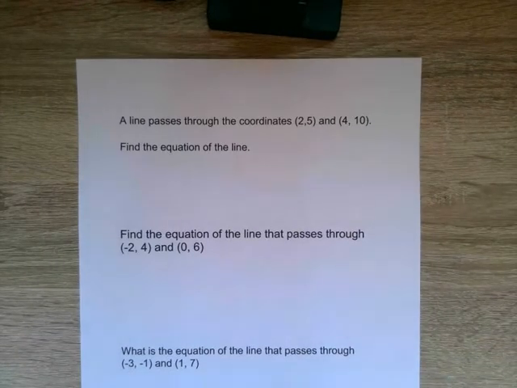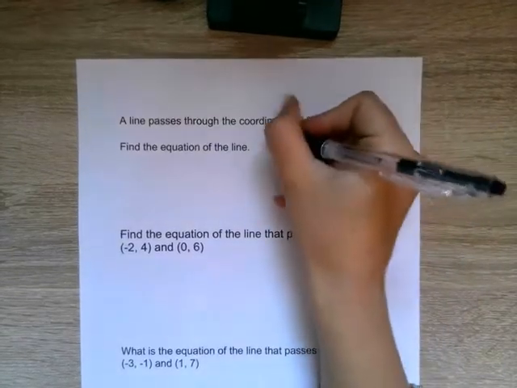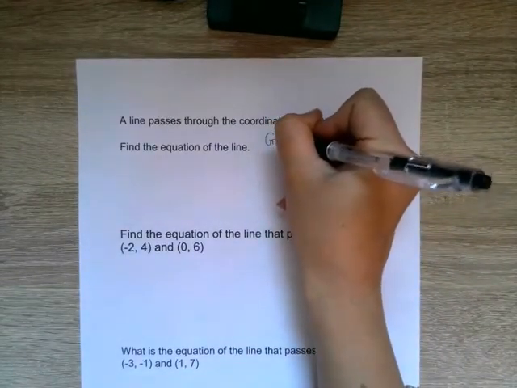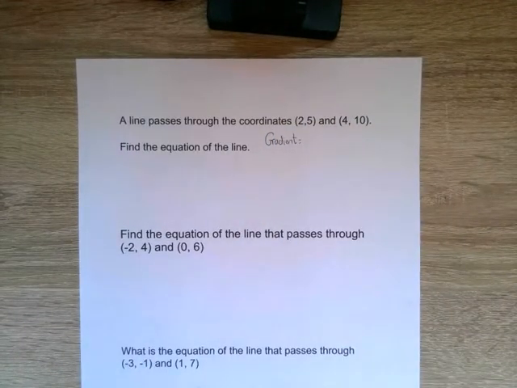Remember, you need to know 2 things. You need to know the gradient of the line, and you need to know the point that it goes through. So the first thing that we're going to be doing, if we haven't been given the gradient, is to actually work out what the gradient is. And then after that, it's exactly the same as what we were doing in the last video.